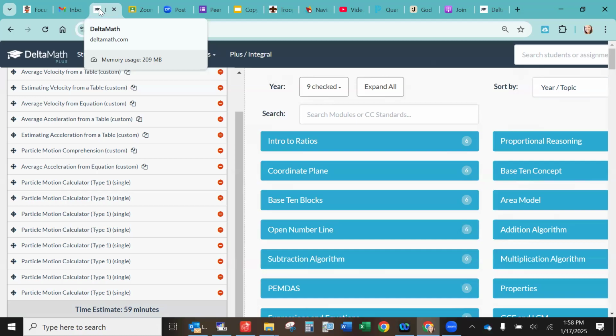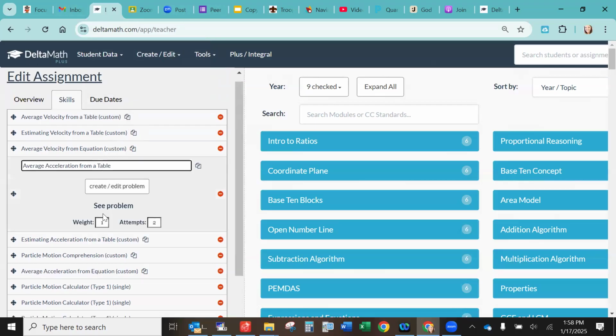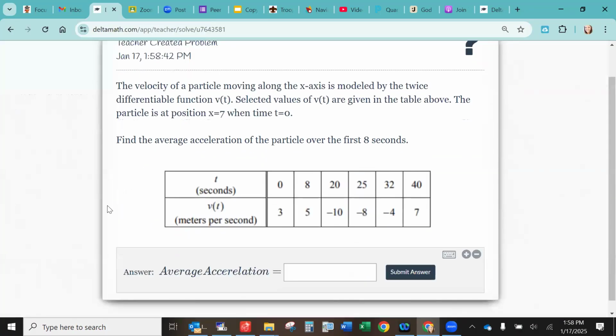Okay, which one are you on? This one? Okay, so if you're looking at a velocity table, acceleration is the slope. Do you want the derivative or the slope formula? Average acceleration. So that slope formula. And then if you want it over 8 seconds, you'll do 5 minus 3 over 8 minus 0. You do y2 minus y1 over x2 minus x1.